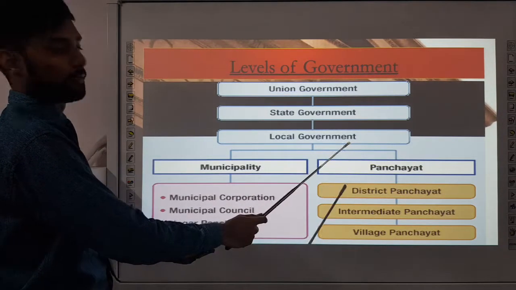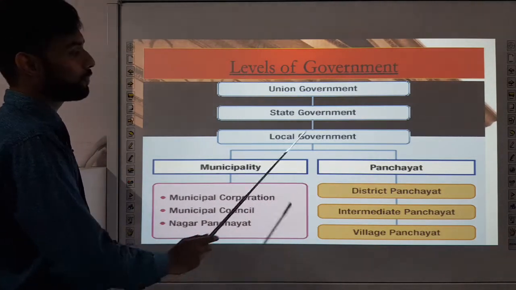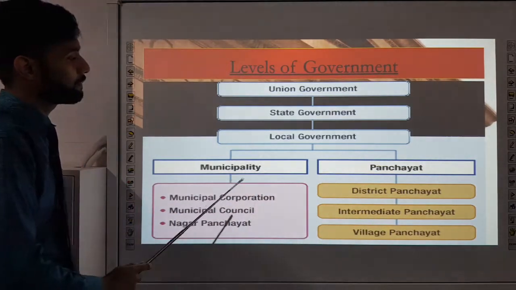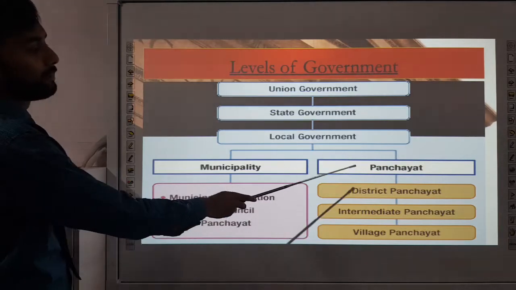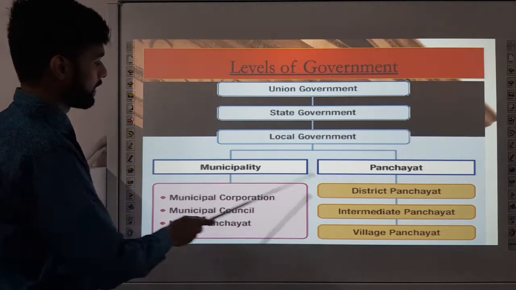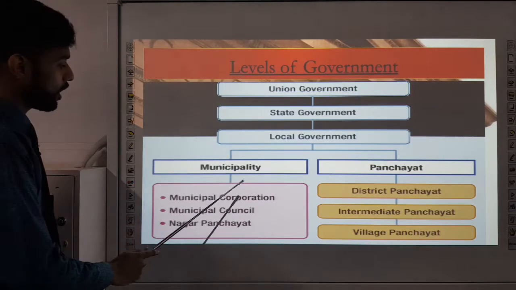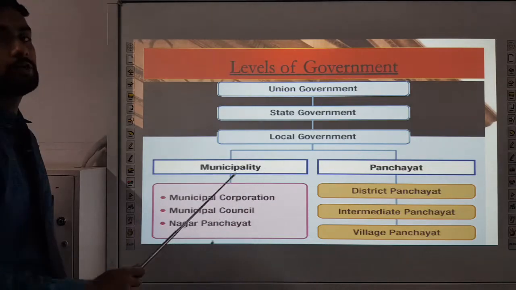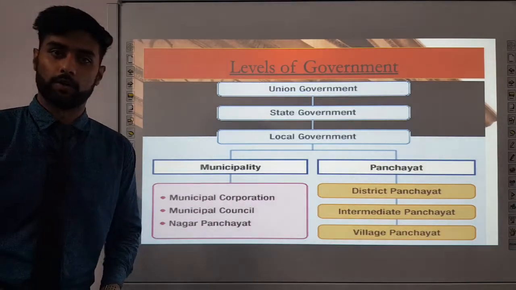Then local government. Local government is divided into two parts. See, panchayat for the local villages and towns, and municipalities for cities. In panchayat there is district panchayat, intermediate panchayat and village panchayat. And in municipality we have municipal corporation, municipal council and nagar panchayat. We'll be learning about these two in detail in our next chapters, okay?